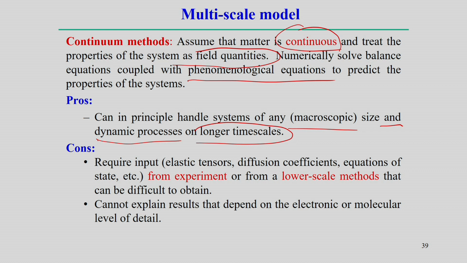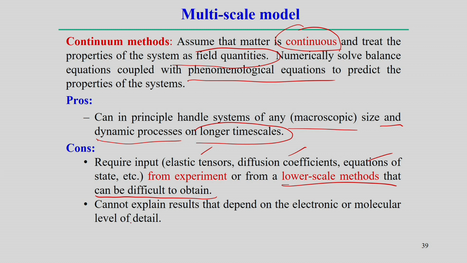But it requires input, for example, diffusion coefficients, elastic properties of a material, and a particular equation of state from experiment. That is the input to the model. So, when you define some material properties, those normally are evaluated from experiments, and we give them as input to the model. That is one approach, or these properties can be evaluated by looking back to the lower scale methods. From the lower scale methods we can predict the properties and give them to this method, but that can be difficult to obtain, because in that case we need to develop a model at the lower scale to predict the properties of a particular material.